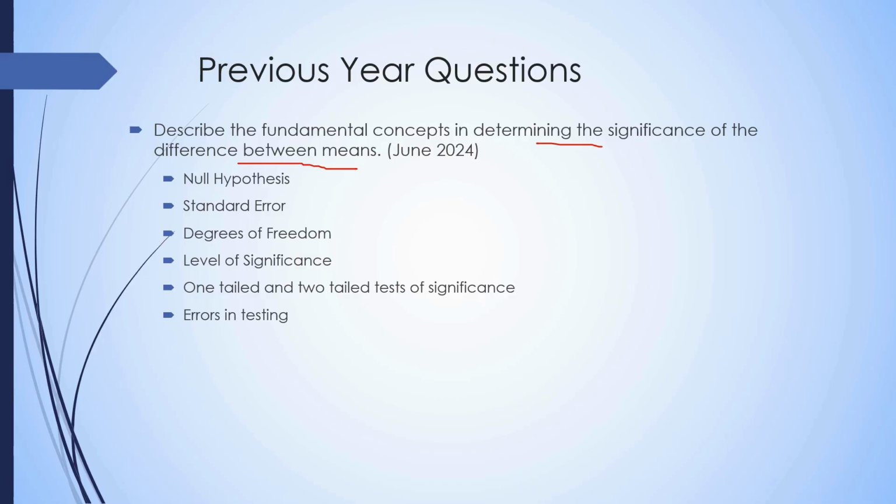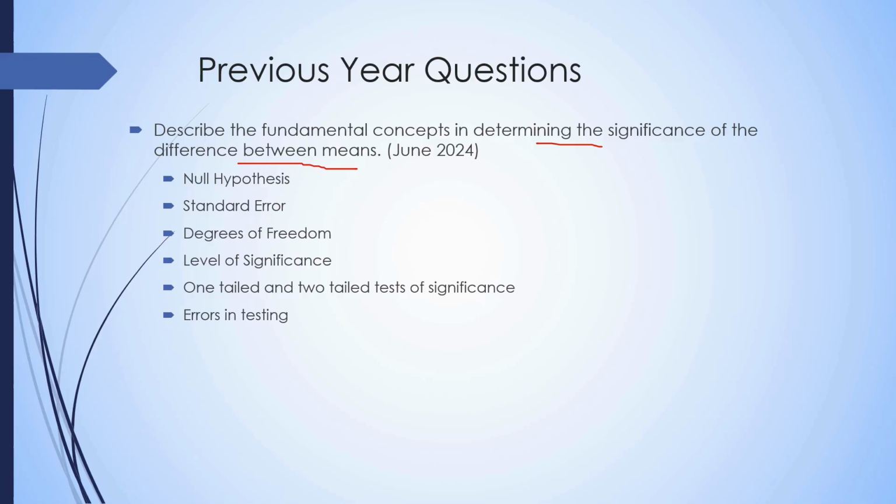Why am I discussing this question separately? It is because this question is from Block 2. In Block 2, there is a topic, difference between means. This question is from that part. It says, describe the fundamental concepts in determining the significance of the difference between means. And these are the concepts that we have already studied. So I will not be taking the second block separately. If you get such a question, this has already come in June 2024. If you also get this, you have to write these concepts.